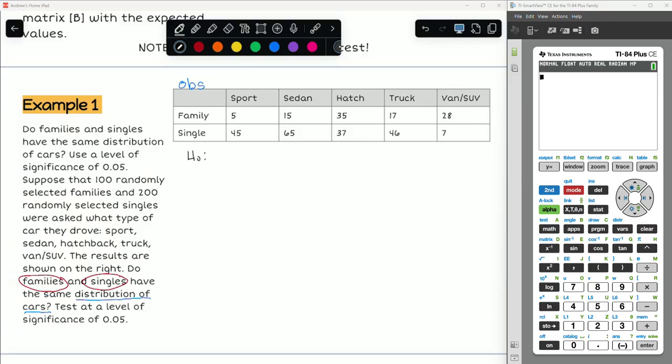I know that my null and my alternative, the null is the distribution for families and singles matches.